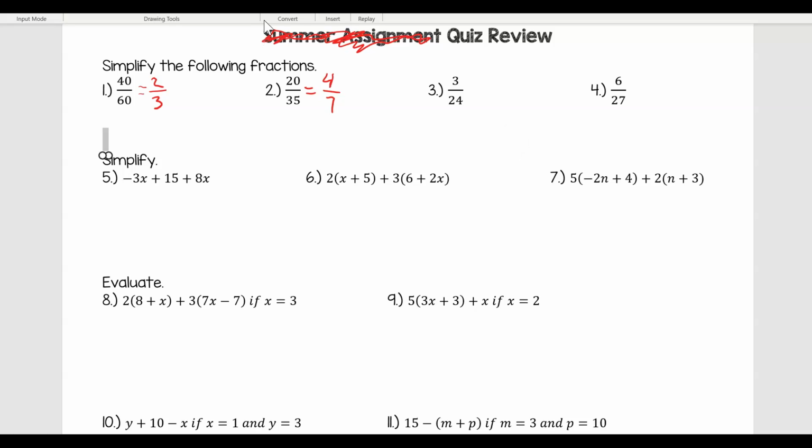Now I want you to try number 3 and number 4 on your own, and you'll put your answers in the next two Edpuzzle questions.